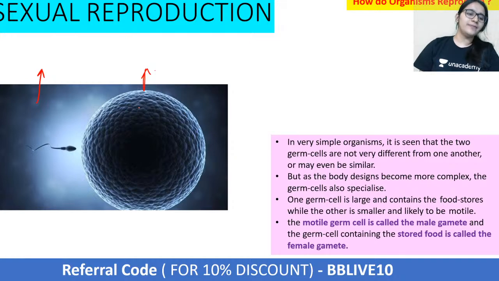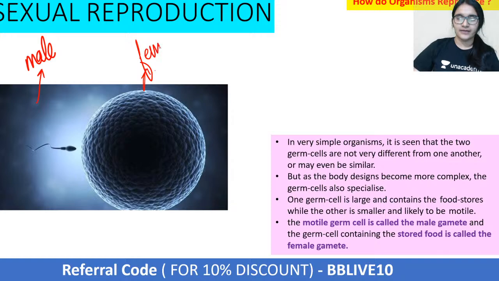Male is a sperm, absolutely correct. Yes, so can I say the one on the left hand side is the male gamete? Yes, whereas the one on the right hand side is a female gamete. Absolutely correct, ma'am. But why is there such a huge size difference?